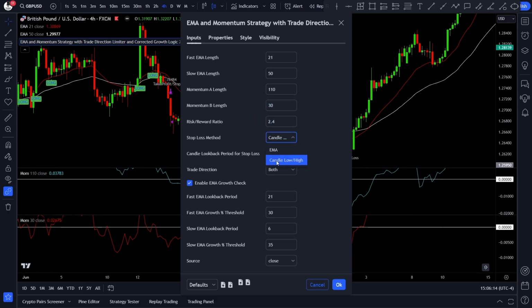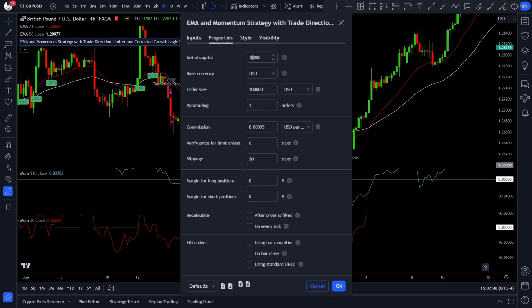I am still using the candle low high based stop loss, but I will be only checking the last 3 candles to decide where to put the stop loss. I left the trade direction at both. I am still using the EMA growth checker, but I will be checking the last 21 candles for the fast moving EMA and the last 6 candles for the slow moving EMA. And I only require a 30% growth out of those 21 candles and a 35% of the candles with growing EMA for the last 6 candles.